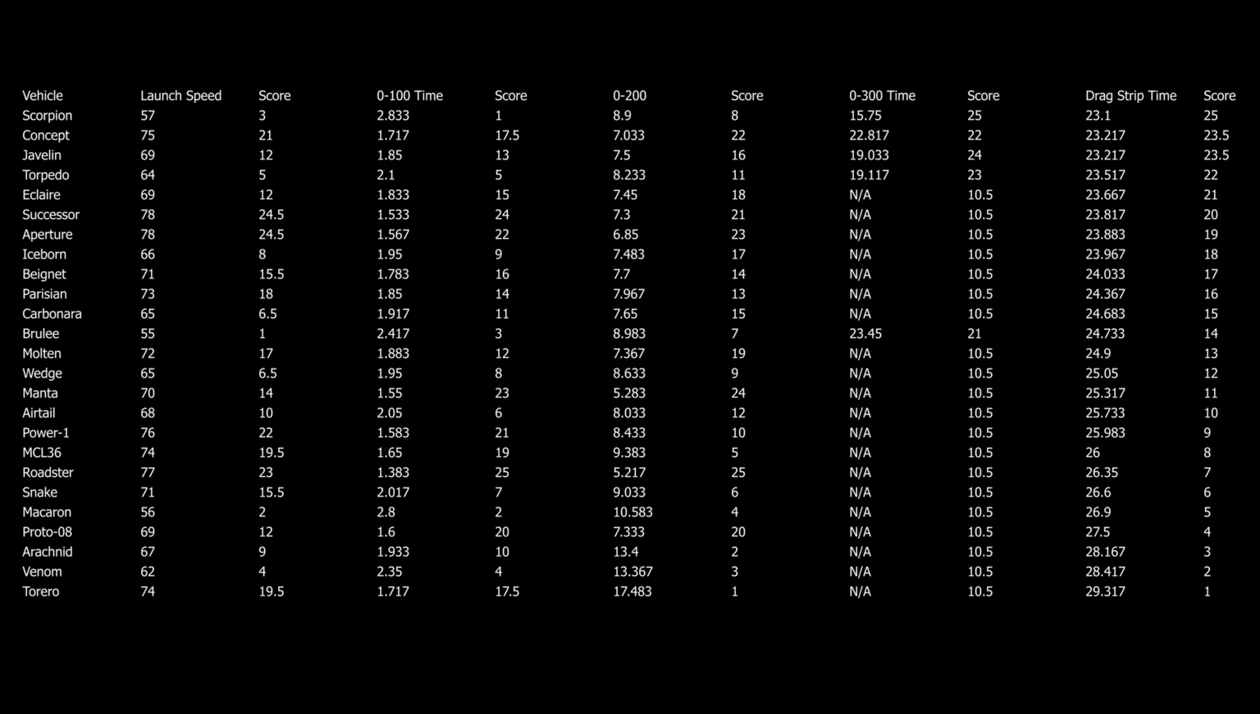The fastest vehicle to 200 was the Roadster again, doing so in just over 5 seconds. Only 5 vehicles made it to 300 miles per hour on the drag strip, and the fastest to do so was the Scorpion at under 16 seconds.